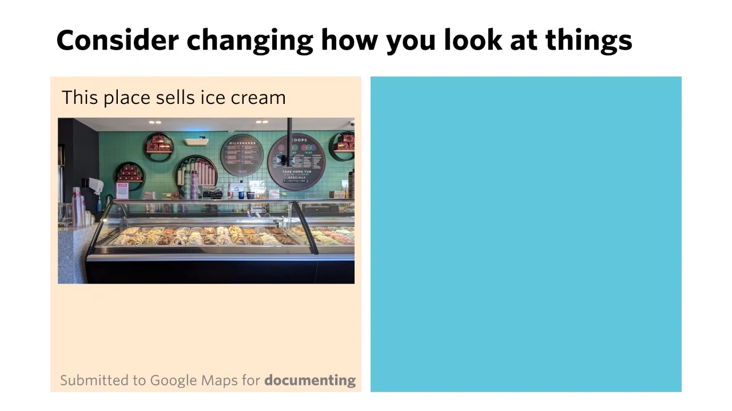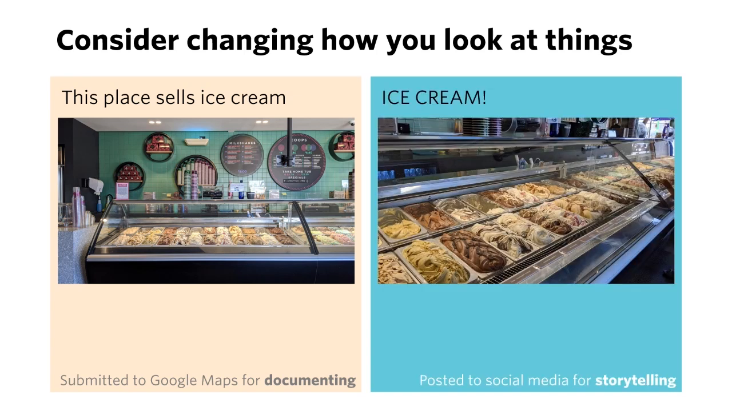So, for example, this was a story I took of a gelato place just down the street from where we live. And this is a straight-on photo of the display, some stuff in the background. And this is what I submitted to Google Maps to document what was going on, right? So this photo documents that this is a place that sells gelato. But that isn't what I posted on social media. This is what I posted on social media, because this tells you ice cream, as opposed to just, hey, this place sells ice cream, right?